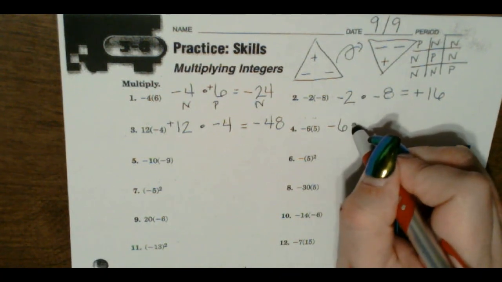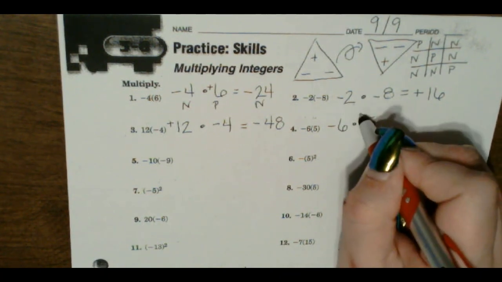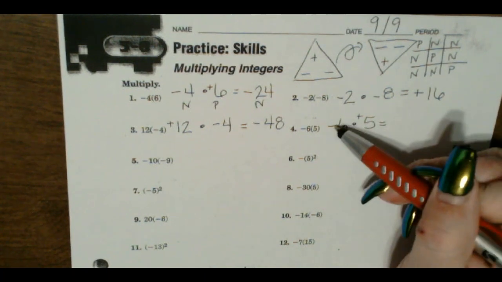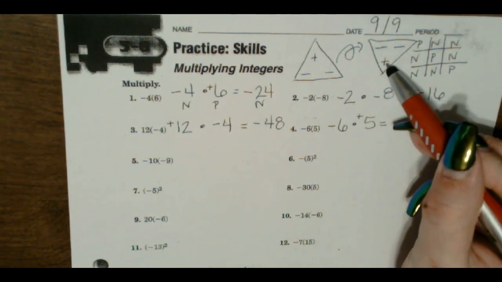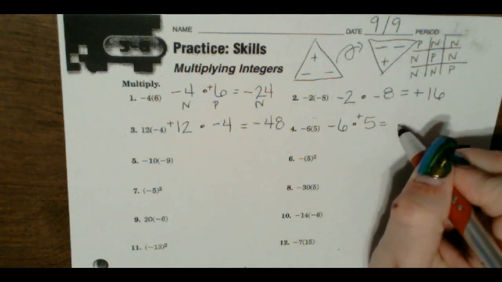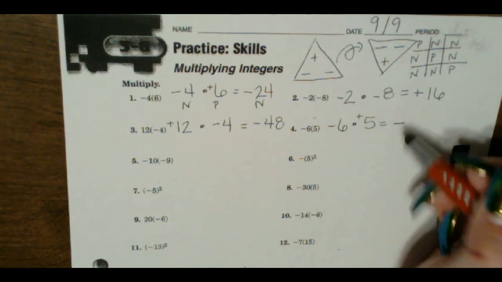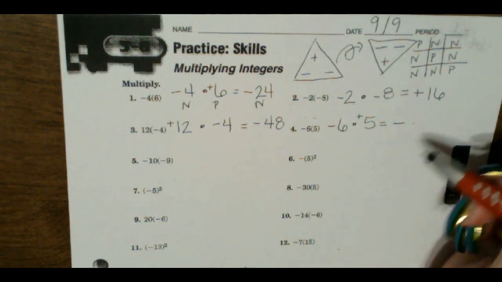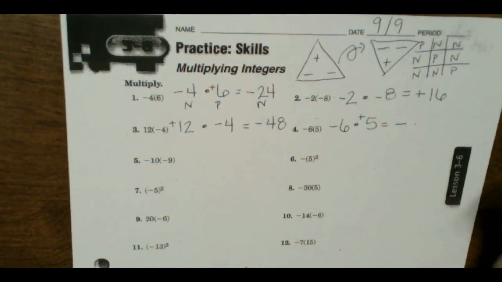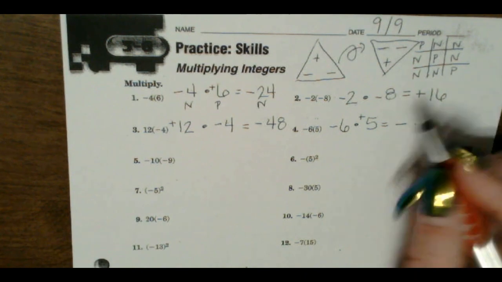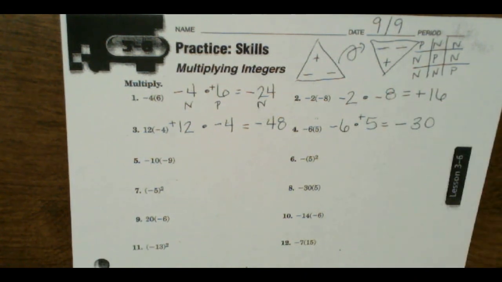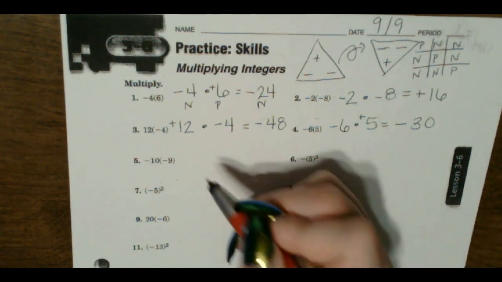-6, parentheses, it's a +5. I'm going to put my little positive to help remind me. A negative times a positive is a negative. So if they're different and you're multiplying, it should be negative. If it's the same sign, it will be a positive. That's another way to think of it too. 6 times 5 is 30. All right, let's do the next one.